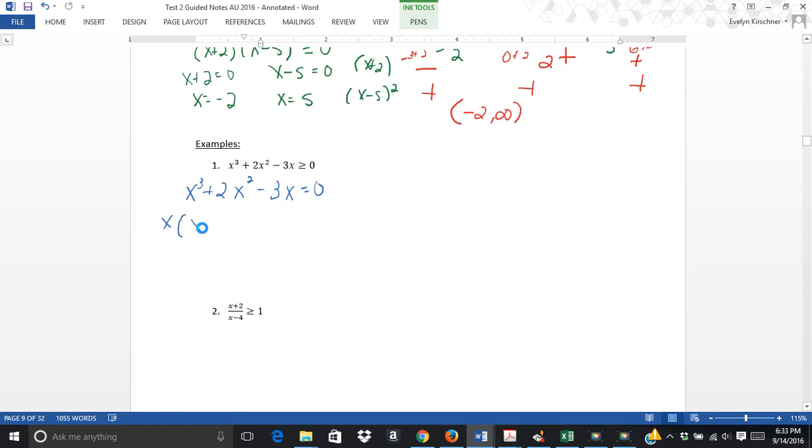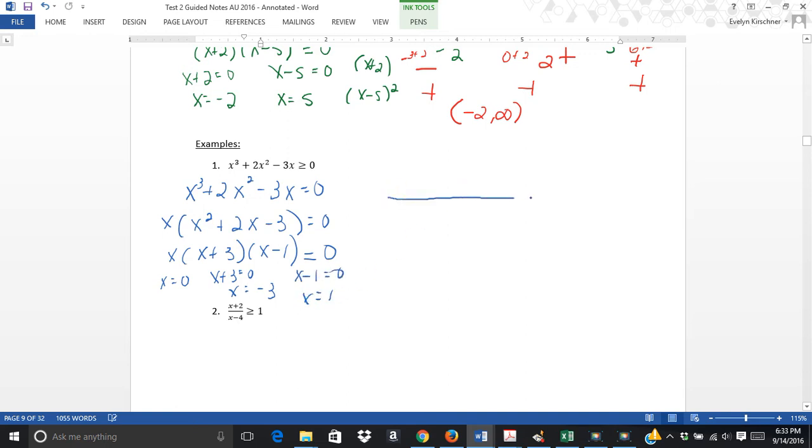So I have x times (x squared plus 2x minus 3) equals 0. I pulled out an x, I factor an x as a common factor. Now I'm going to factor this, and it turns out if I have (x plus 3)(x minus 1), it multiplies to be negative 3 and adds to be positive 2. So now I know my critical points are x equals 0, when x plus 3 equals 0, which is x equals negative 3, and when x minus 1 equals 0, or when x equals 1.